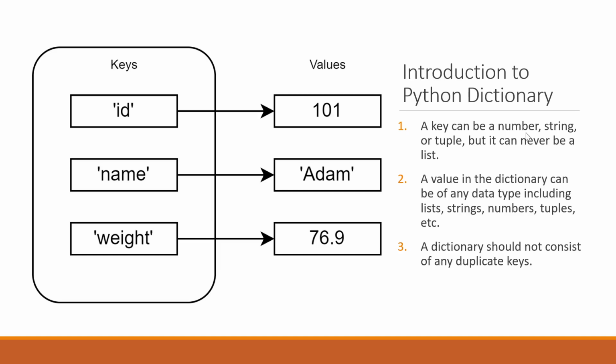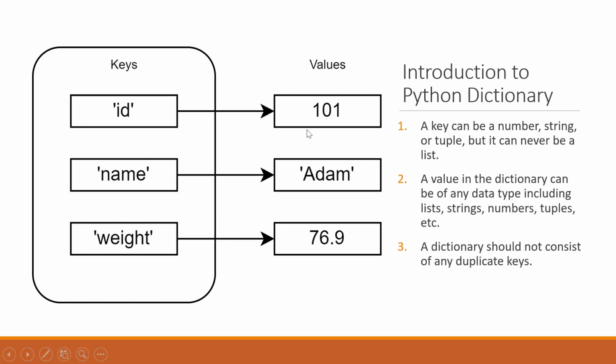Now, there are some basic properties related to these keys and values. Let's discuss that. Now, a key in dictionary must be an immutable single element. So, a key can be a number, string, or tuple, but it can never be a list because lists in Python are mutable. Now, other than this, if I talk about values, a value in dictionary can be of any data type including list, string, numbers and even tuples. And we also need to make sure that a dictionary should not consist any duplicate keys.